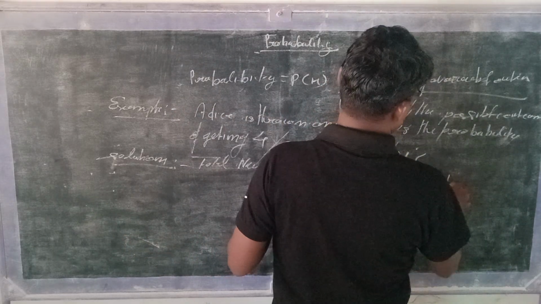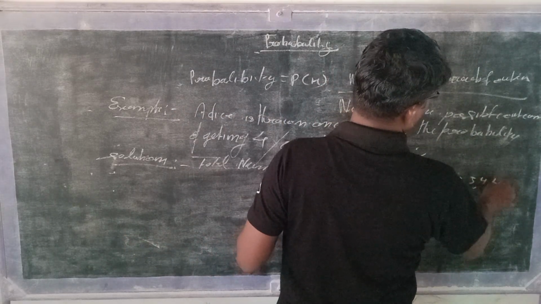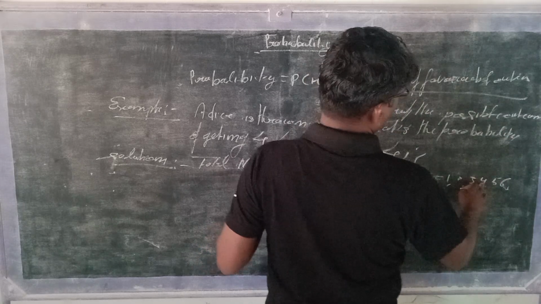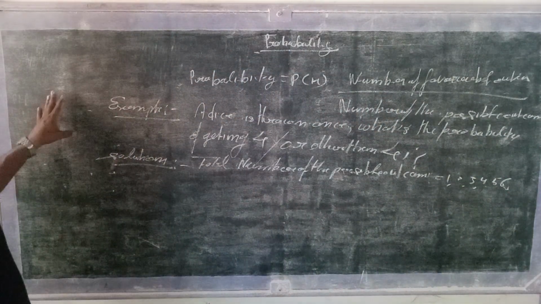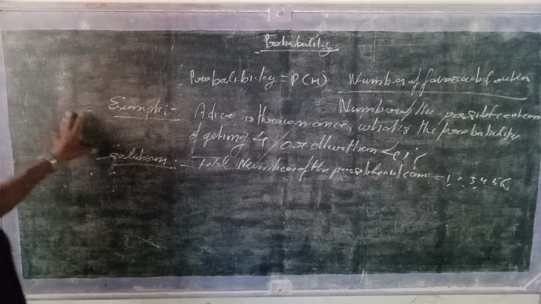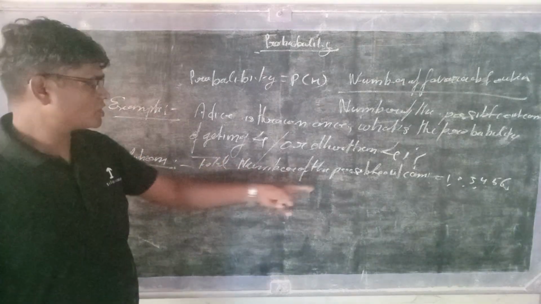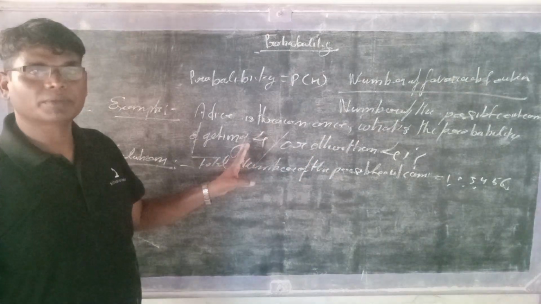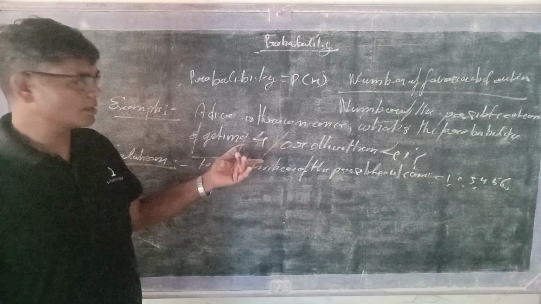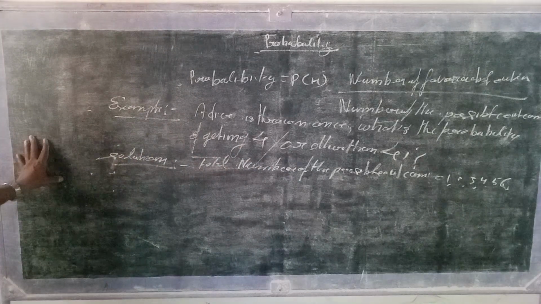We will see that 1, 2, 3, 4, 5 and 6. The total number is 6 here. The 6 numbers can be seen on the faces of the dice. On each face of the dice we will see the numbers 1, 2, 3, 4, 5 and 6, and these will be the possible outcomes.